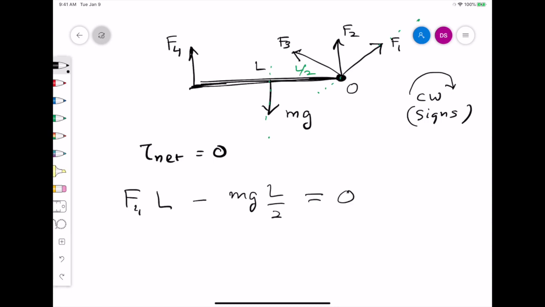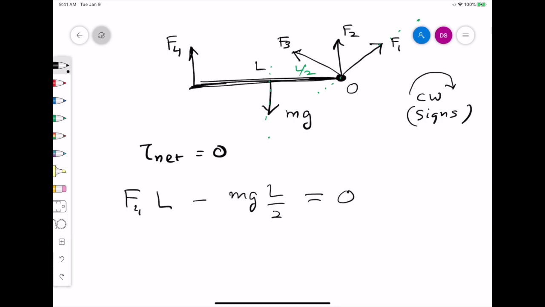So since we chose O to be our reference point, we got a much simpler equation for the net torque equals 0 equation. If you had chosen some other reference point, like if you had chosen the left end of your bar to be the reference point, then the torque of F4 would have been 0, but the torques of F3, F2, and F1 would have been non-zero. And so you would have had a much more complicated equation for net torque equals 0. That is why it's important to choose a good reference point in calculating torques.